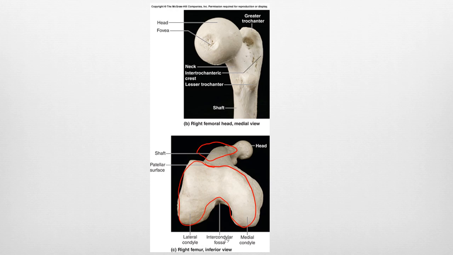One of the other interesting aspects of the femoral head is this fovea. And so it's a little depression inside the head of the femur. And this is where we have our attachment for a ligament, artery, vein, nerve, lymphatics to get into that head of the femur.